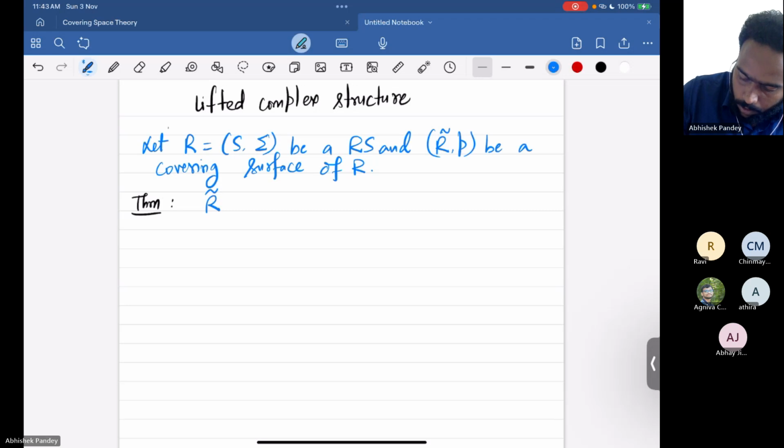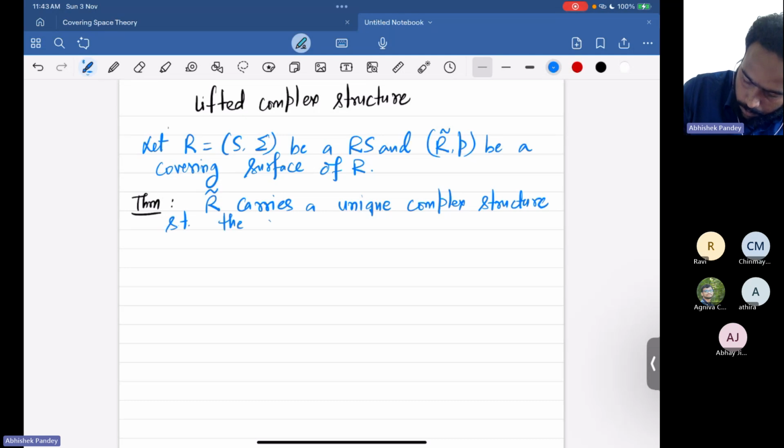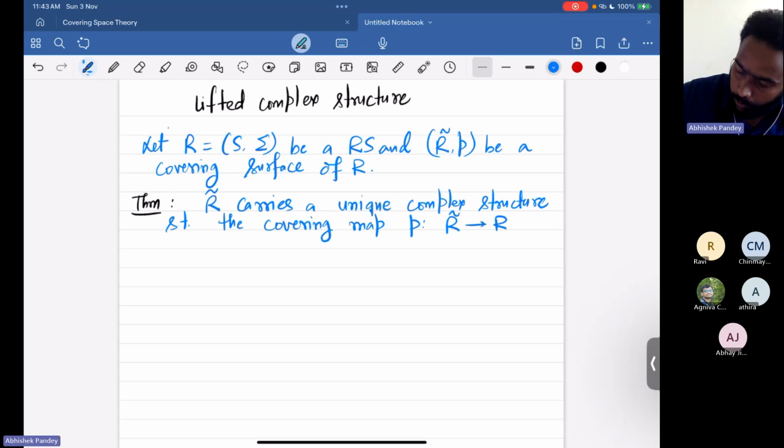So R tilde carries a unique complex structure such that the covering map P from R tilde to R is holomorphic. Moreover, once you show it is holomorphic, it will basically be locally biholomorphic.